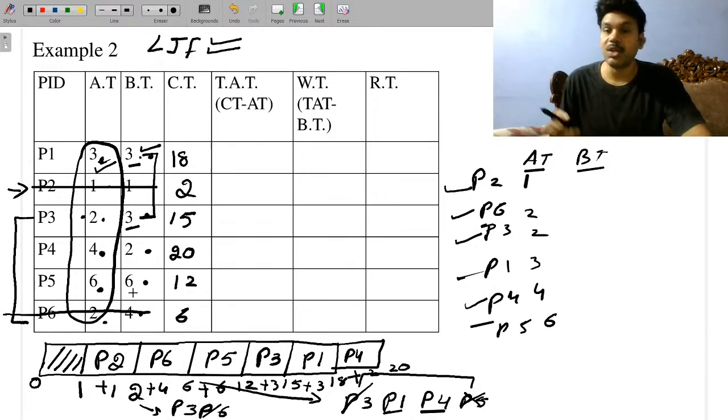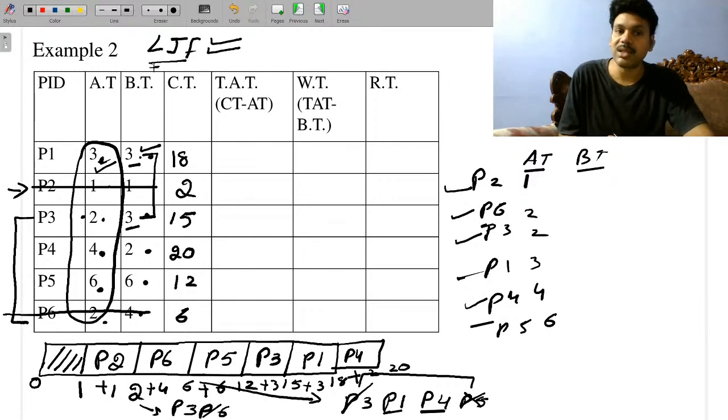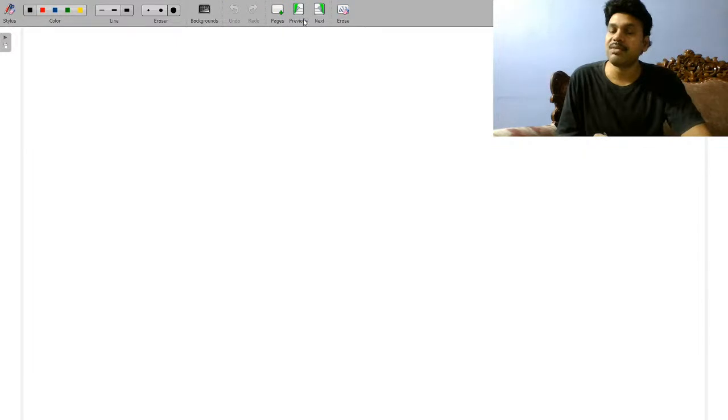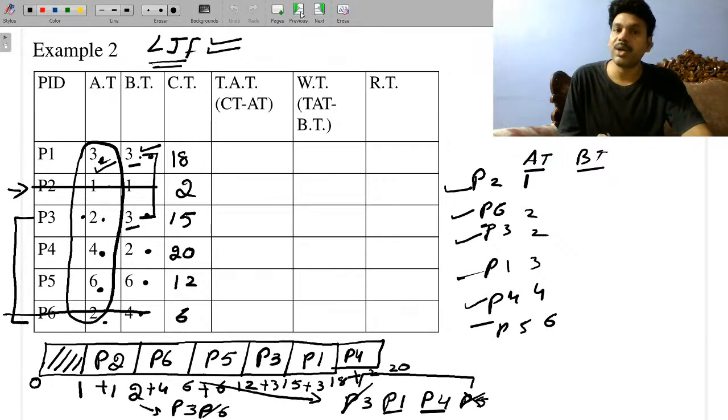Lowest process ID. Don't think that it is the highest process ID as we are using LJF. Please observe this very, very important point. This is the common point between SJF and LJF. What is that common point?